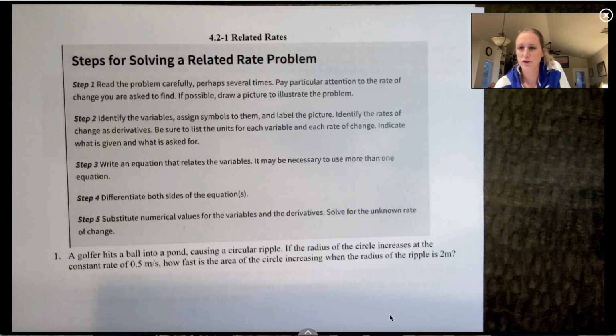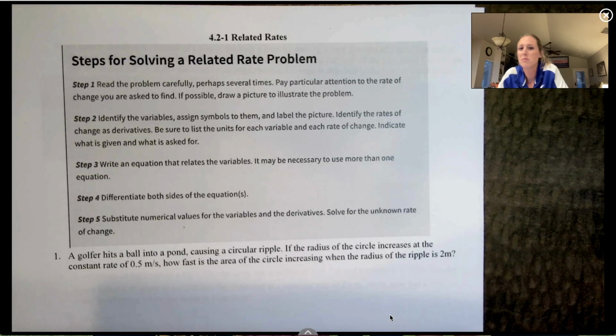We're going to be getting into 4.2 with related rates problems. So these are some classic calculus type problems. And this is basically just being able to apply all the different things we've learned about a derivative to some contextual problems. Okay, so here's kind of some steps. These are laid out for you by your book.